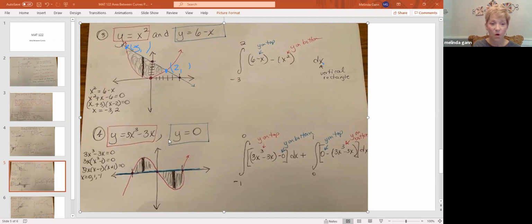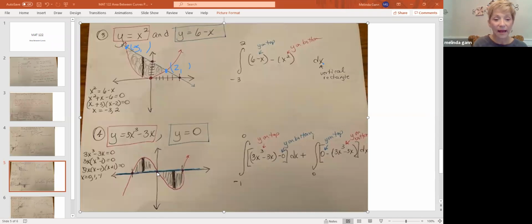The pink graph is y equals 3x cubed minus 3x. So it looks like this, an up, down, up looking curve. And then y equals 0 is your x-axis again. Well, here's my problem. I'm going to have to do 2 different integrations. I'm going to have to find this area separately from this area and then add them. Because when I draw my rectangles, do you see that on the top here is red, on the top here is blue? So if it switches on you, you've got to switch integrations.